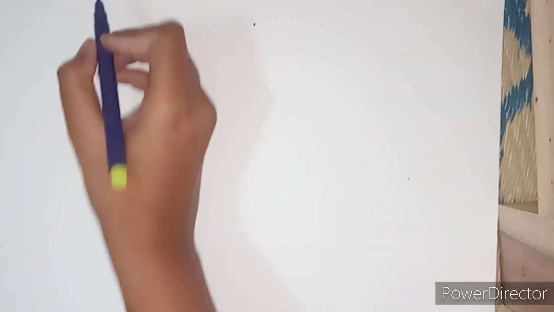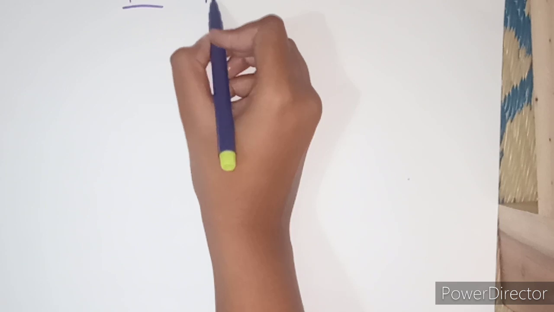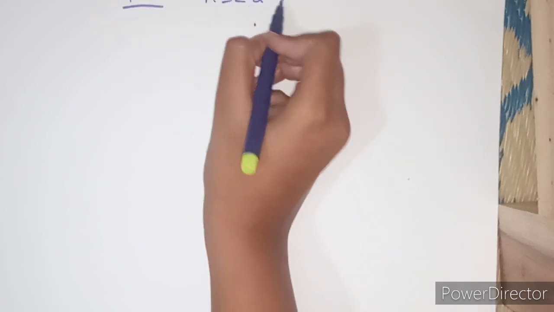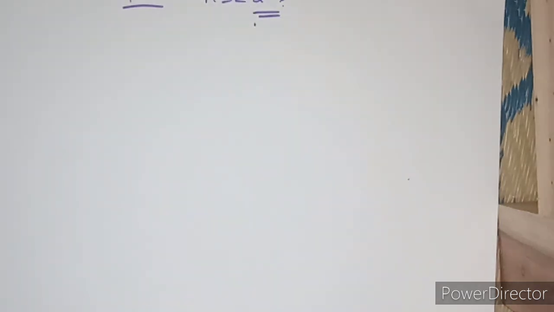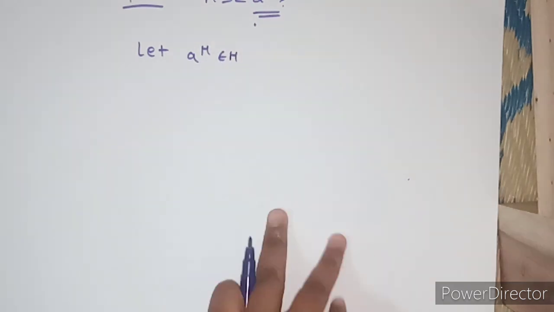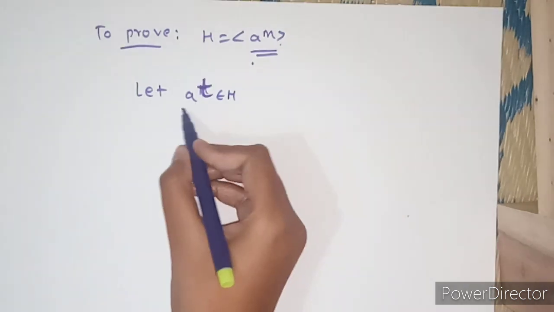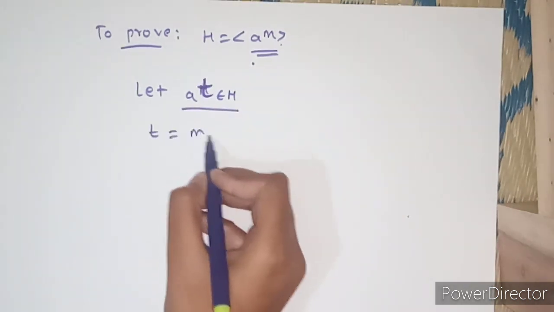To show H is cyclic, H should be generated by one element, right? So here we have to prove that H is generated by a^m. Let us consider a^t belongs to H, and this is an arbitrary element. Then by the division algorithm, t is equal to mq plus r.